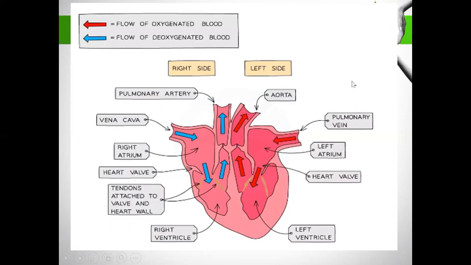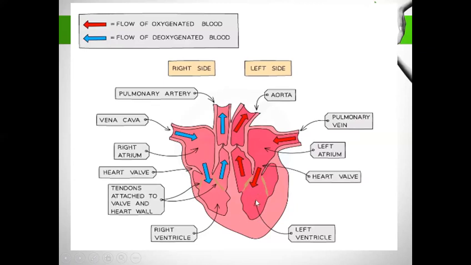Where is the pulmonary vein? As you can see here, this is the pulmonary vein. This pulmonary vein is coming from the lungs, having oxygenated blood. So this pulmonary vein transports oxygenated blood to the left atrium, and when this left atrium contracts, the bicuspid valve opens and this oxygenated blood enters into the left ventricle.